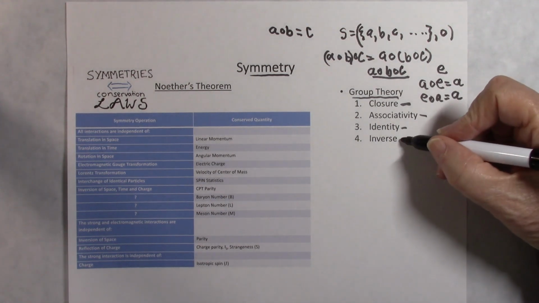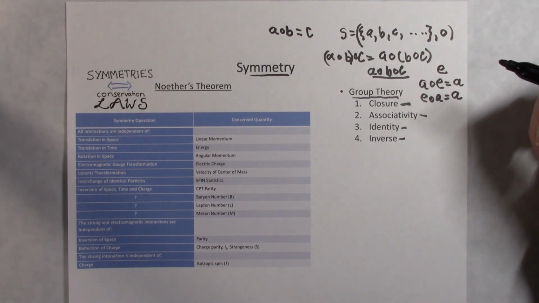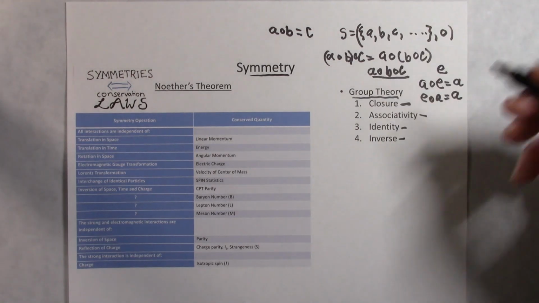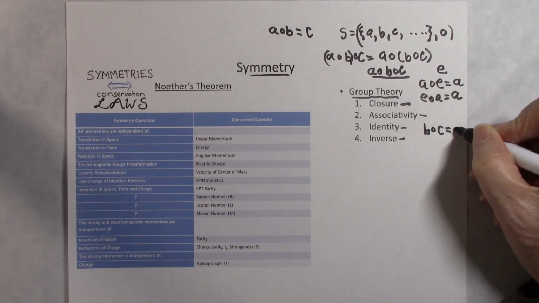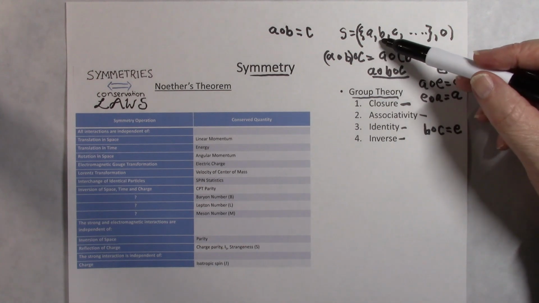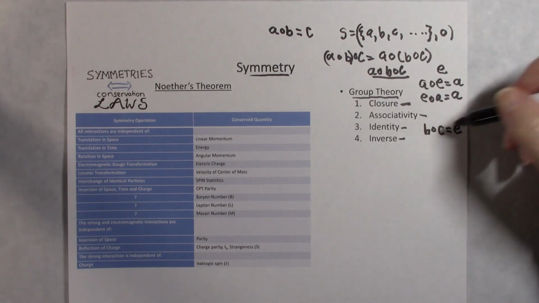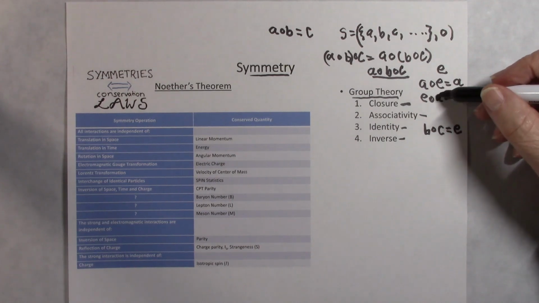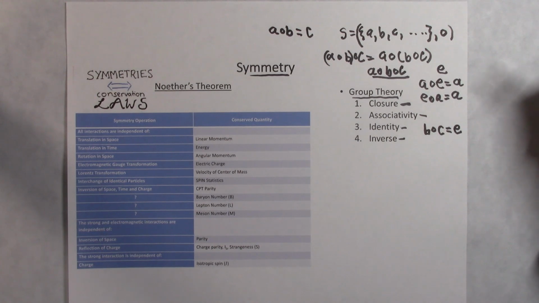Now, the last rule that's required to make a group is an inverse. So what that says is if we take any element, there's another element that gives us the identity element back. For every element in the group, there's a unique element within that group, such that when you correspond them, you get the identity element. And if all four of those rules hold, then the algebraic structure is called a group.